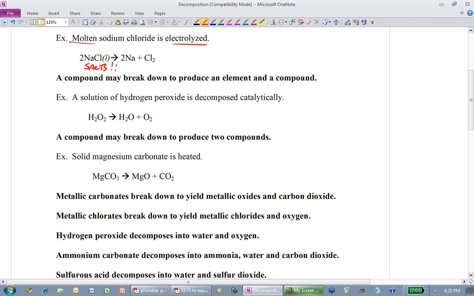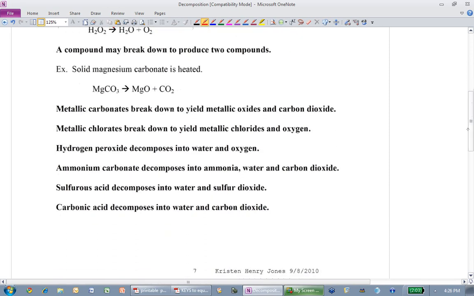All right, so a compound can break down to produce an element and a compound. This is our classic. Hydrogen peroxide is decomposed catalytically. Sunlight is my catalyst on that, or just plain light, even in a room. That's why we store it in a brown bottle. So we're going to make water and oxygen, and of course you'll have to balance it.